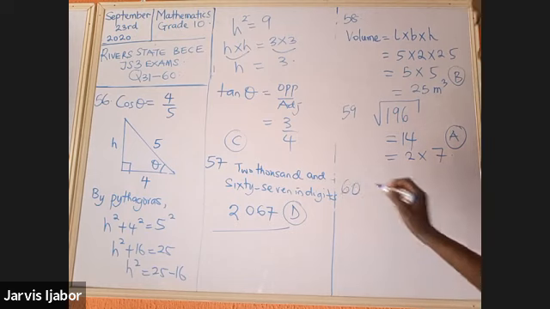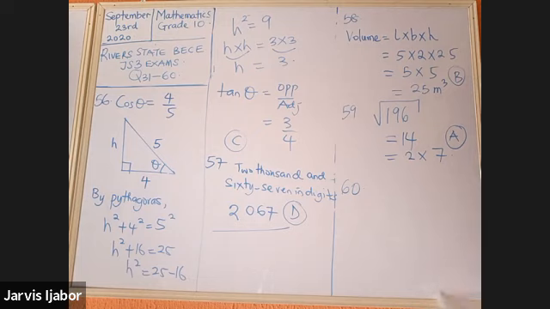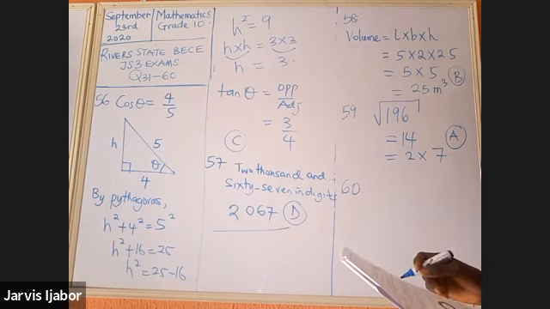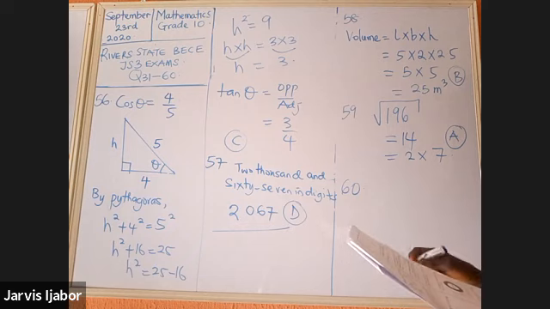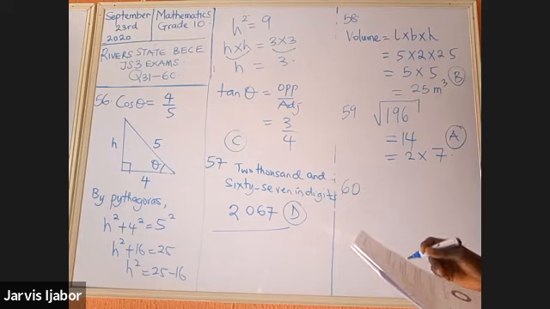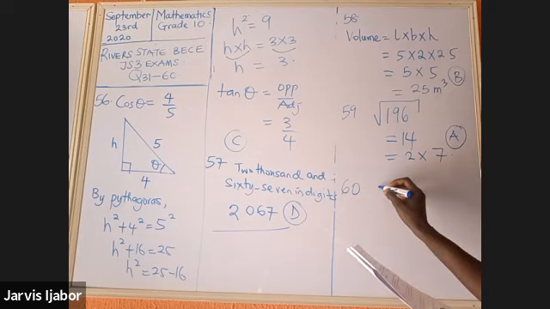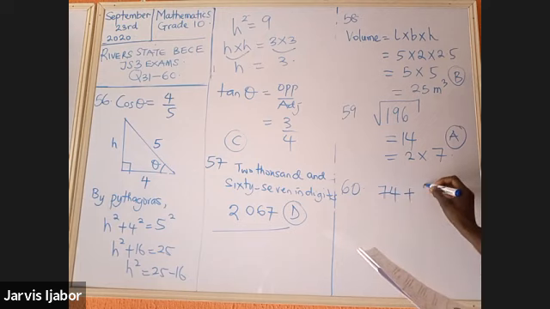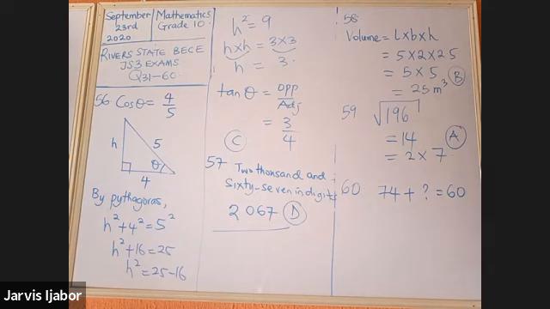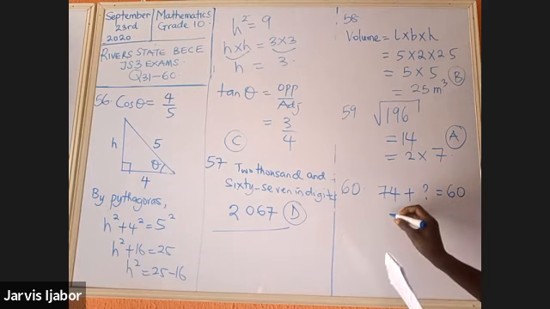The final question we have here for this morning's learning is question 60. He said, what must be added to 74 to make it 60? Now, 74 plus a number will give me 60. Oh, I think I even made a mistake in my solution. Thank God I'm seeing that.